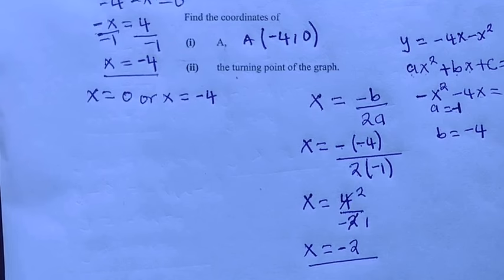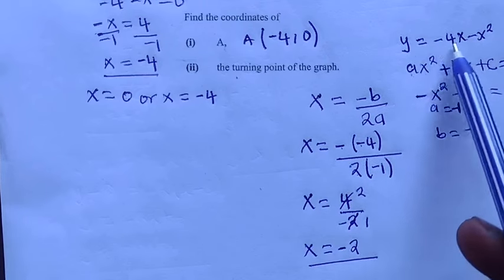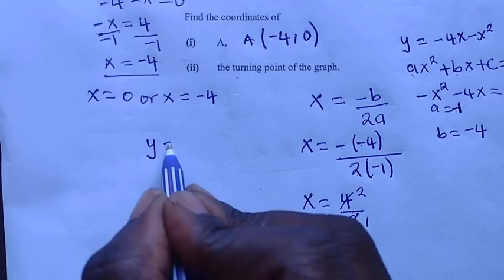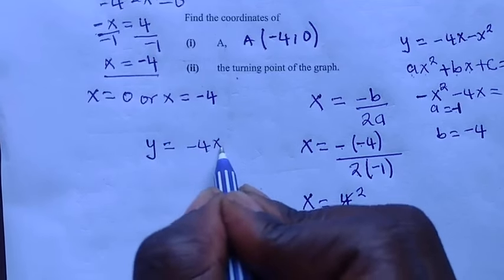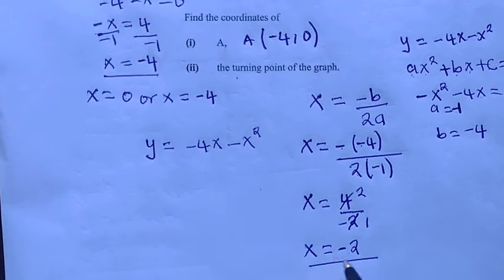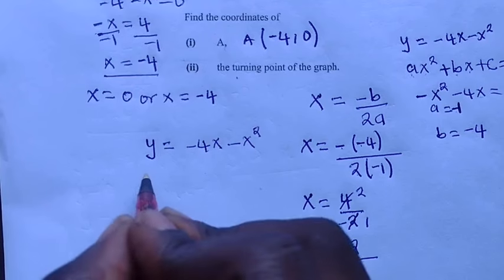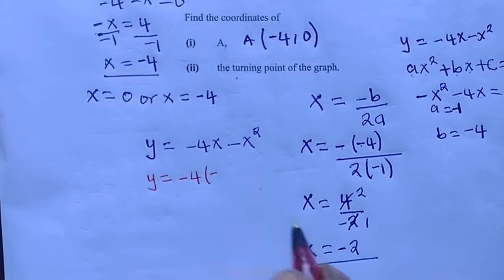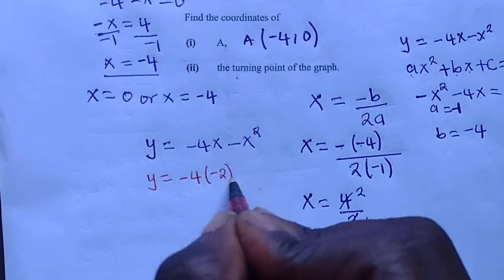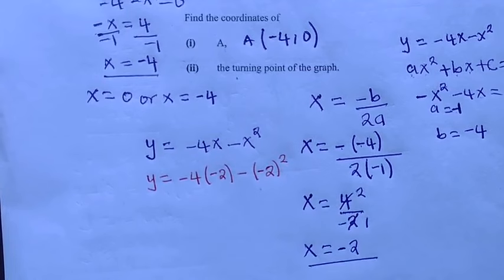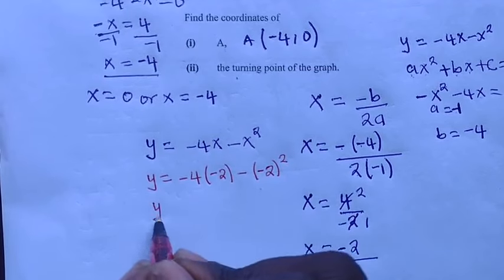Now we need to find our y coordinate. To find the y coordinate, we are going to use the same function that we were given at the start, which is y equal to negative 4x minus x squared. We know that x is equal to negative 2, so you just substitute: y equal to negative 4 open bracket negative 2, minus negative 2 squared, like this.